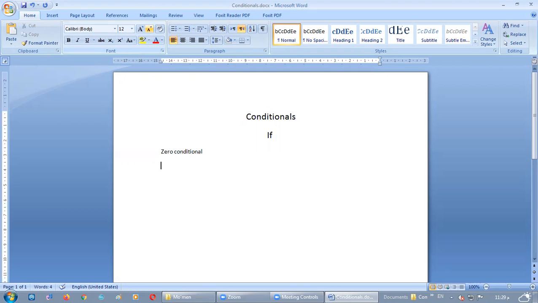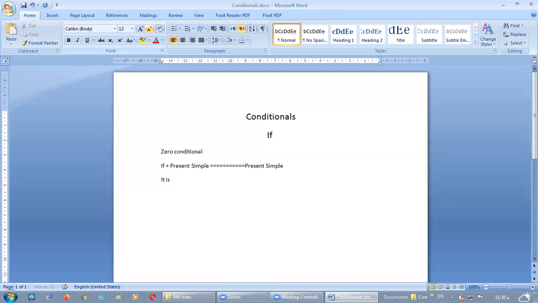The first one is called zero conditional. What about the form of zero conditional? If plus present simple, present simple. Okay, I want here to revise the form of present simple. Present simple means I, you, we, they, plus the verb in the base form. And when you want to talk about he, she, and it, you're going to add s, es, or ies.